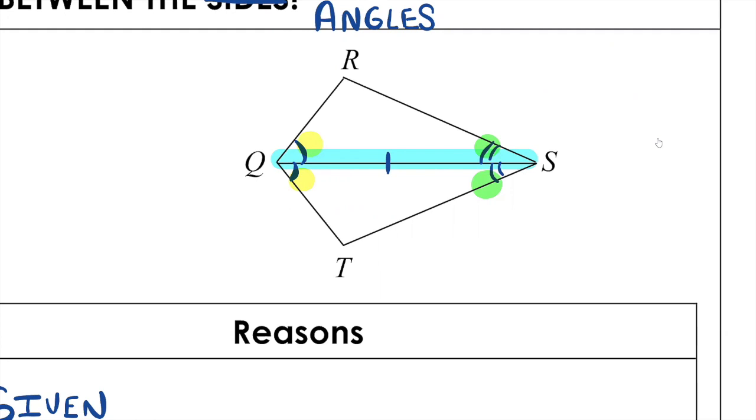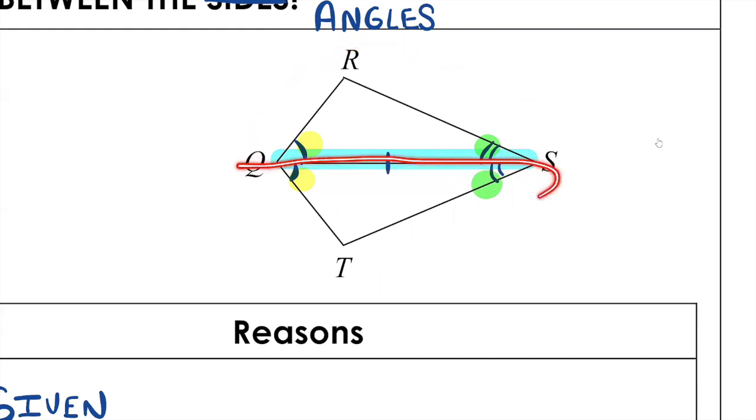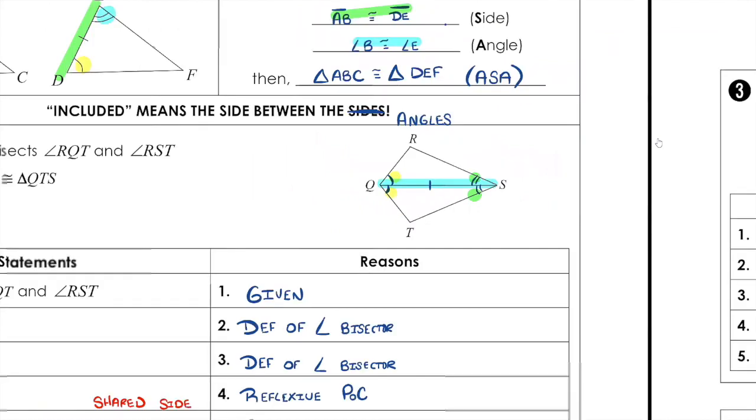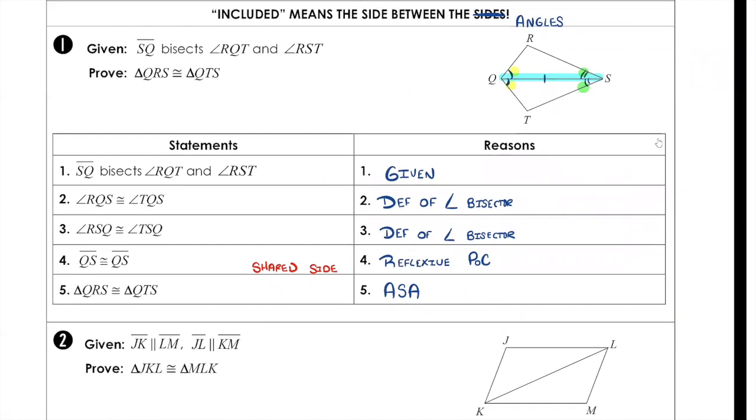Yes. Now another thing I want y'all to remember, it's one triangle at a time. So we look at this top triangle by itself. Does our blue side touch both congruent angles? Yes. Then we look at our bottom triangle. Does our blue side touch both congruent angles? Yep. So that's what allows us to say angle, side, angle. Any questions? All right, let's go to the next one.